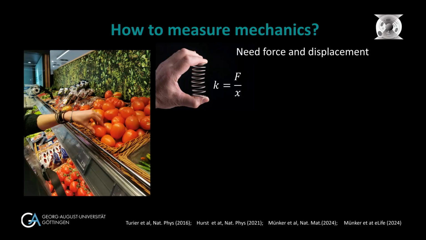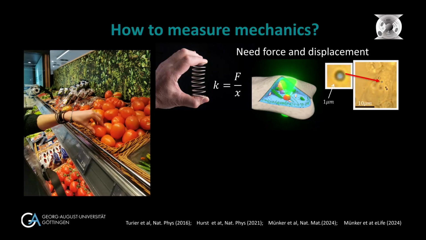So we basically need to get something like a spring stiffness. We need something like a force and a displacement. And what we do in the lab here is using optical tweezers for this. So we have optical forces that are driving small particles around. For example, here you see that live.